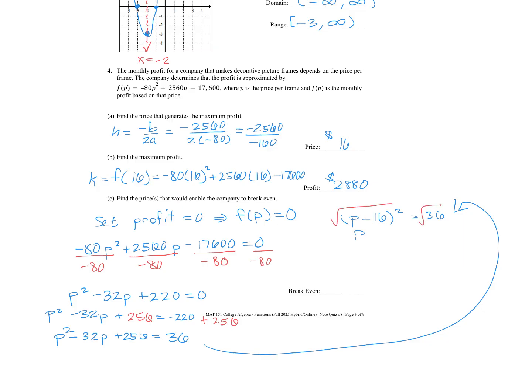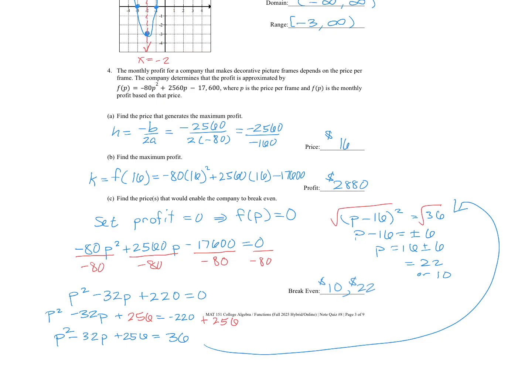So that's p minus 16 equals plus or minus 6. So p is 16 plus or minus 6, which calculates to 16 plus 6, which we know is 22, or we have 16 minus 6, which is 10. So we have $10 and we have $22.